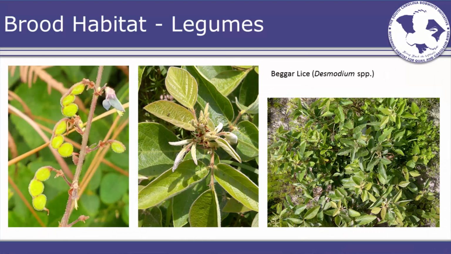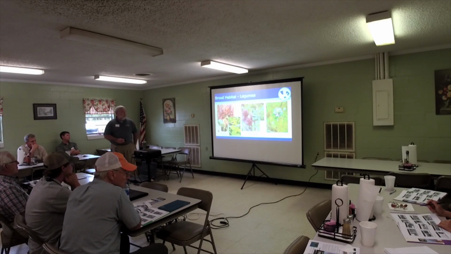Some of the others, the Desmodiums, the beggar lice, are a very important food source for quail, and we have several dozen species of it that occur around here, and I can't identify but a handful of them. Of course, they produce these little things that get stuck on your pants when you come home out of the field. You just have to shave them off. But they're very prolific seed producers, and have the other benefits of legumes as well.